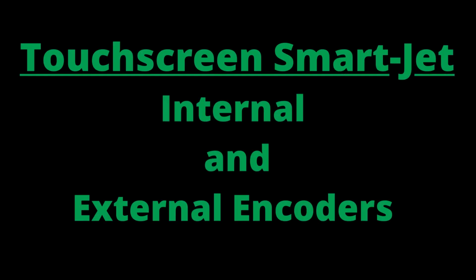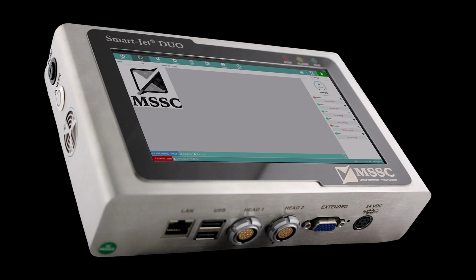Today, we will be focusing on adjusting the speed settings for both internal and external encoders on our TS series touchscreen controllers. This tutorial will show you how to configure encoder settings and adjust speed parameters for optimal printing performance.